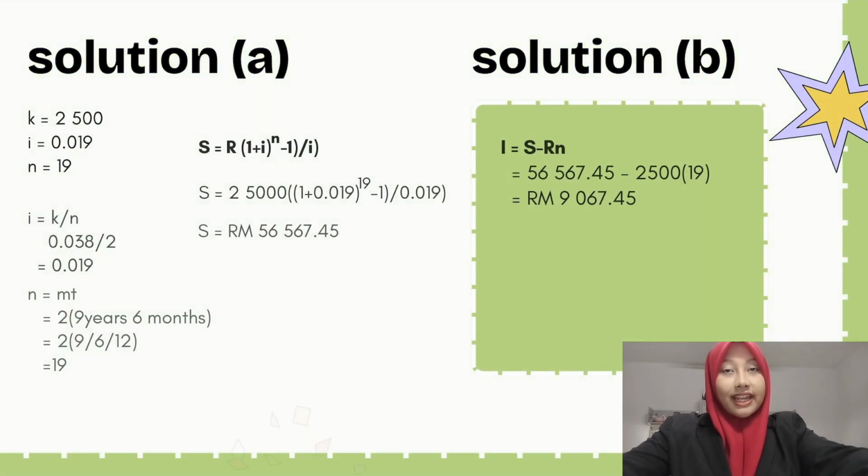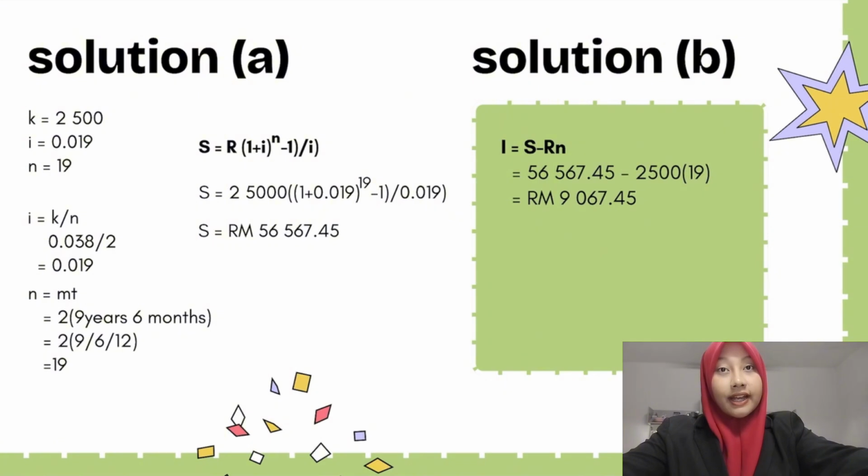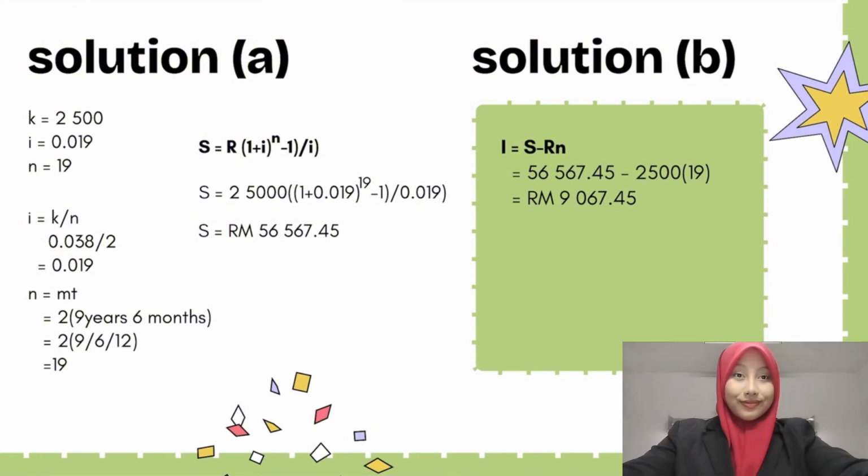Solution for A, R equals 2,500, I equals 0.019 and N equals 19. The formula for the future value annuity, S equals R times open bracket, open square bracket, 1 plus I, close square bracket to the power of N, minus 1, close bracket, divided by I, close bracket. Substitute the numbers, so the answer S equals 56,567 ringgit and 45 cents.